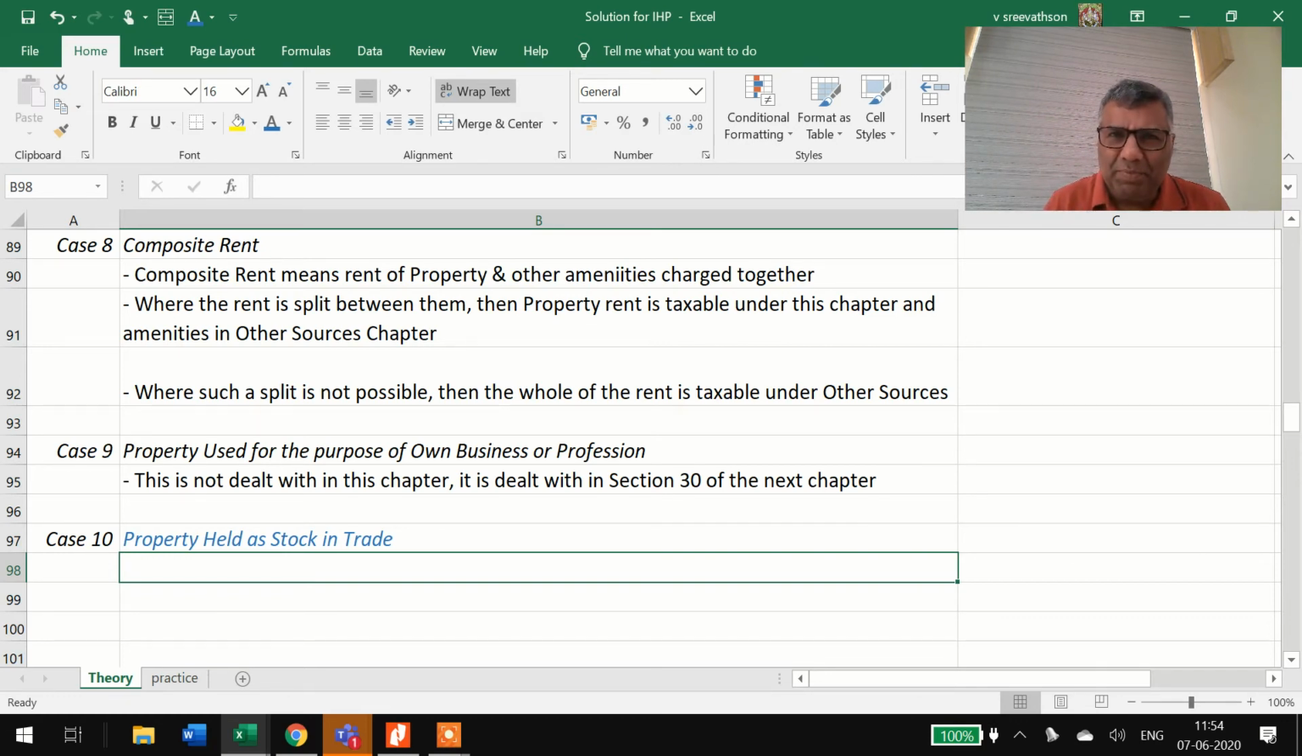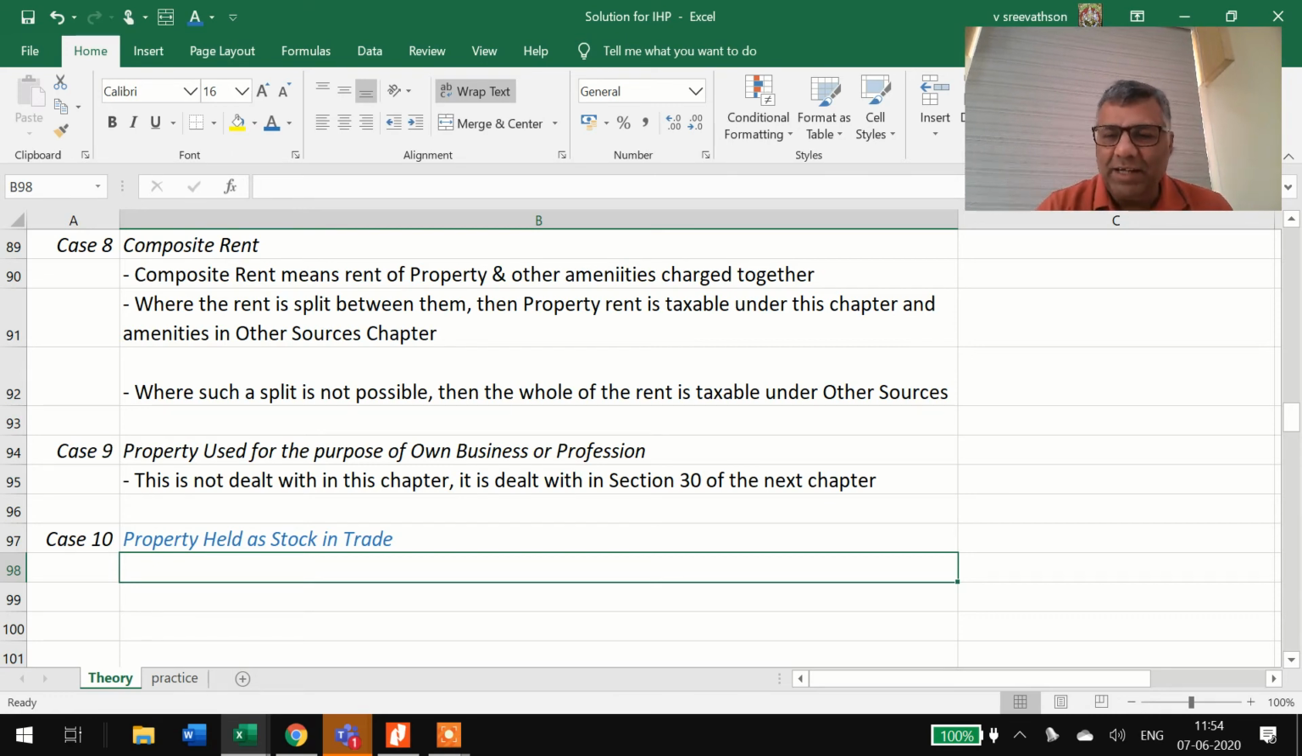The income tax department will get wild if there is an idle asset. At least sell it, you will pay tax. At least let it out, you will pay tax. At least self-occupy it, so that I can understand that some other place is not let out, so at least give it as HRA. Why are you maintaining it? So the law says you cannot keep it idle.